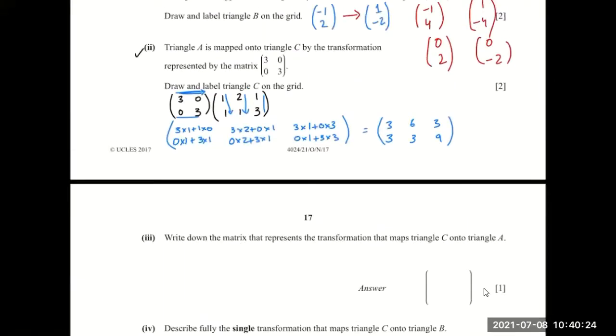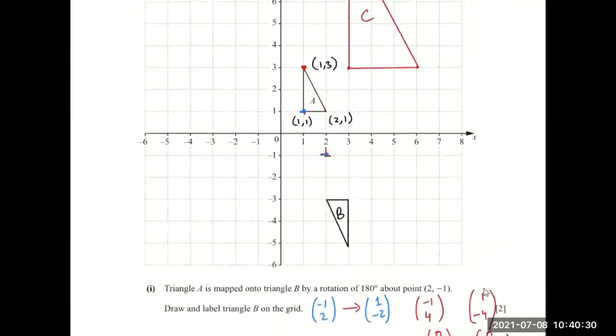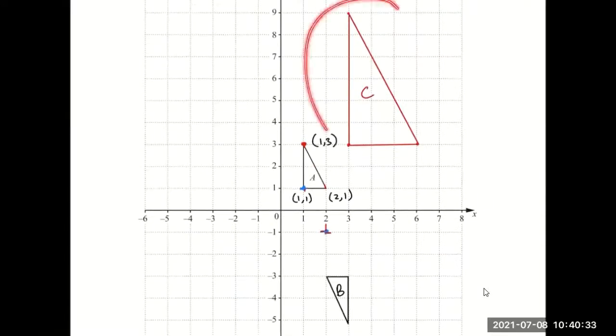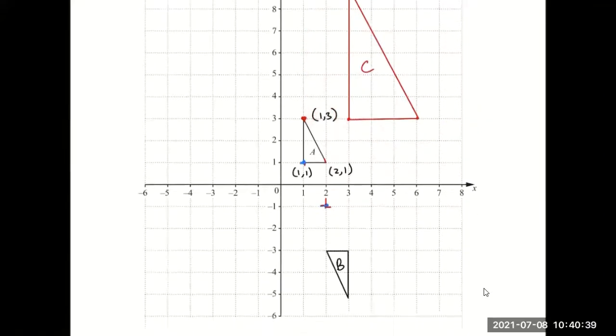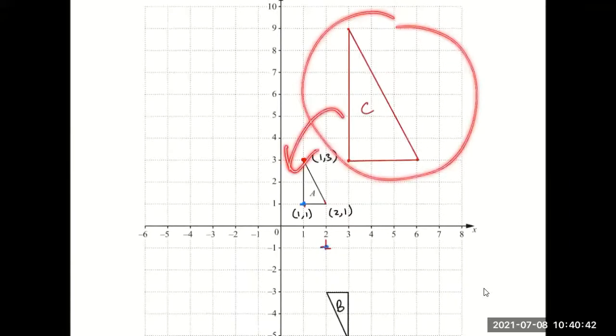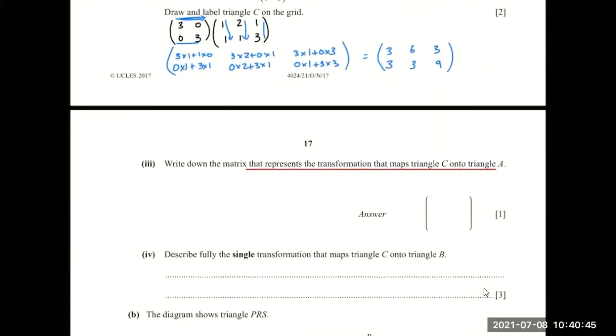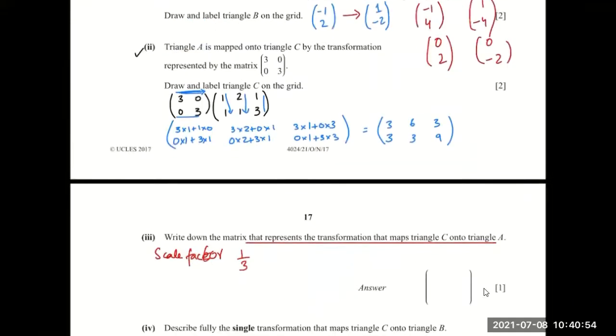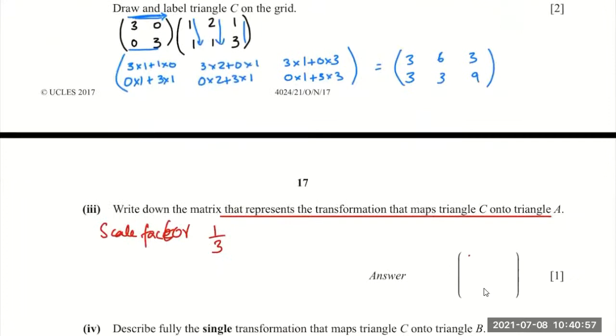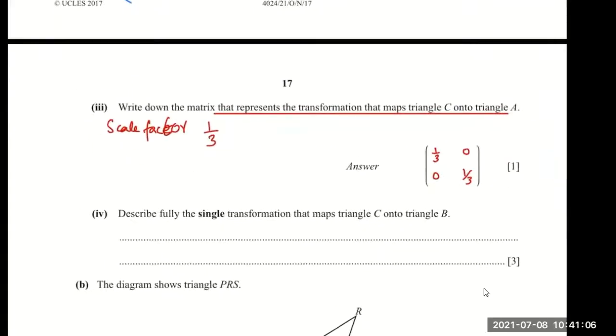Then it says write down the matrix that represents the transformation that maps triangle C onto triangle A. Now, what maps triangle C back to triangle A? I know that I must shrink this. How would I shrink this? By saying that the scale factor is 1/3. So I'm going to copy the matrix from above, and instead of 3 it becomes 1/3, 0, 0, and 1/3. This is a simple question. I'm going to tell you how to construct matrices later on.